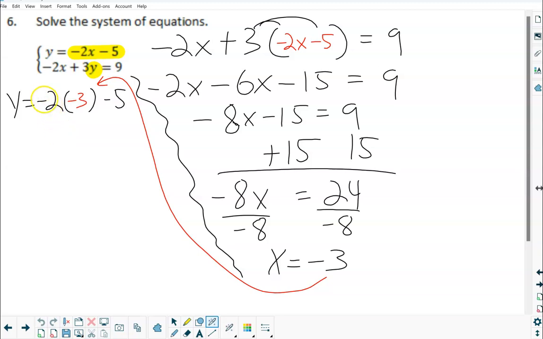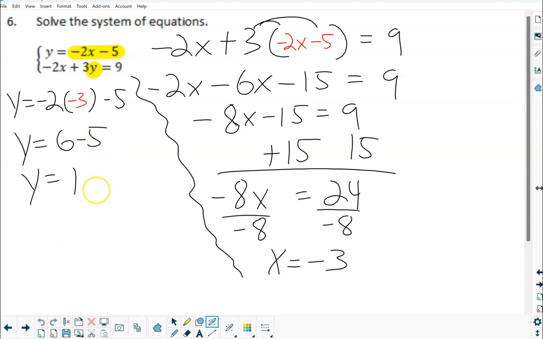Okay, so next we have negative times a negative, which is a positive, and then 2 times 3, which is 6. And then we got y is equal to 6 minus 5, and that's going to get you 1. So now we have it. We have the x, which is negative 3, and we have the y, which is 1. So our point, our coordinate is negative 3, 1.